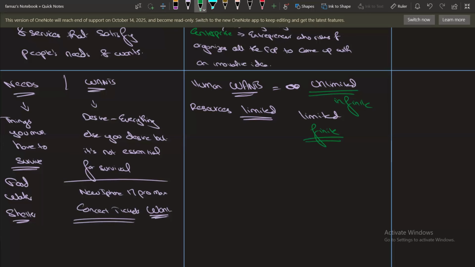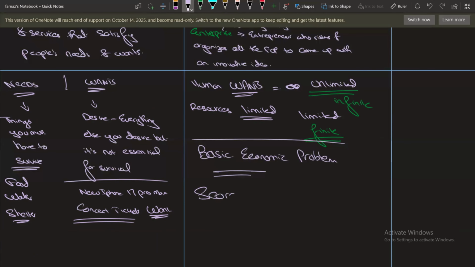So remember this, that human wants are unlimited, but resources are limited. And if you cannot imagine this, then think about your money, right? You don't have infinite money to satisfy your infinite wants, okay? Because of this, the basic economic problem exists. What's a basic economic problem? The basic economic problem in society is a problem of scarcity, guys. What does scarcity mean?